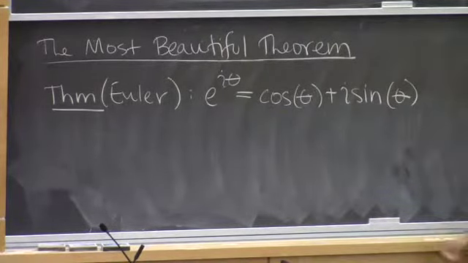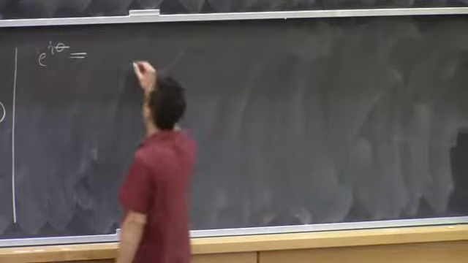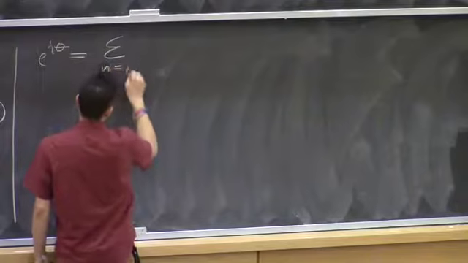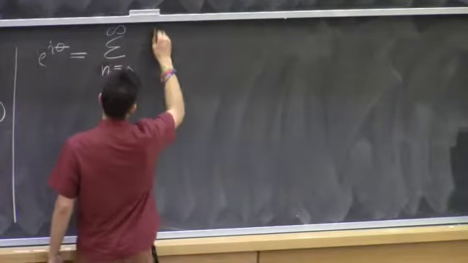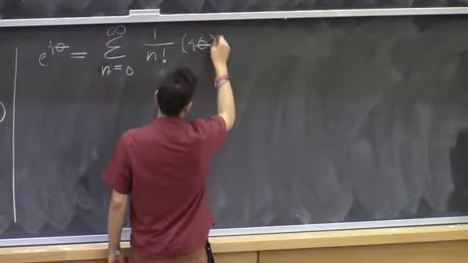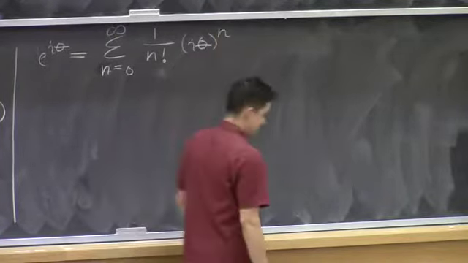So I'd like to prove it using the Taylor series we have so far. So we take our formula for E, and we input I theta. Okay, and now we're going to break this sum up into the even terms and odd terms.